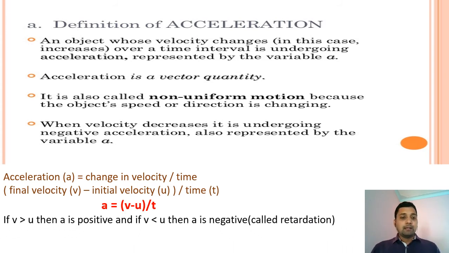If V is greater than U, acceleration is positive because V minus U gives a positive answer. If V is less than U, we get a negative value. Negative acceleration is known as retardation. V minus U is speed, so meter per second divided by time, so meter per second square is the unit of acceleration. So acceleration can be positive, can be negative.